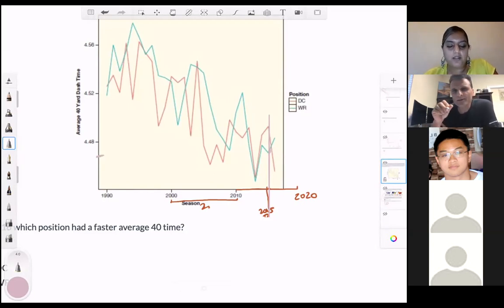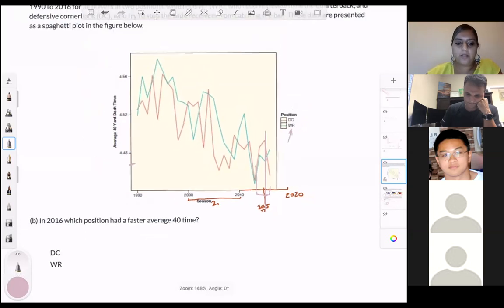So the way they ask the question, you don't need to be very accurate. Whatever you picked, if you pick anywhere around this interval for 2016, you will see the blue one is faster than the red one. Correct. Okay, thank you.